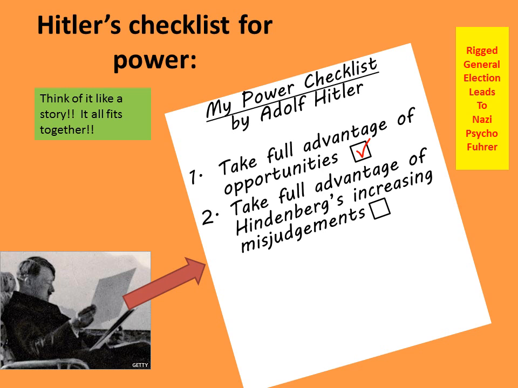Has he done this? Yep. Hindenburg is pretty much losing the plot. He's quite old. He has allowed Hitler and been persuaded by Hitler to ban the communists. He has also thanked Hitler for killing his own men. Check. Number 3, eliminate all of my opponents.